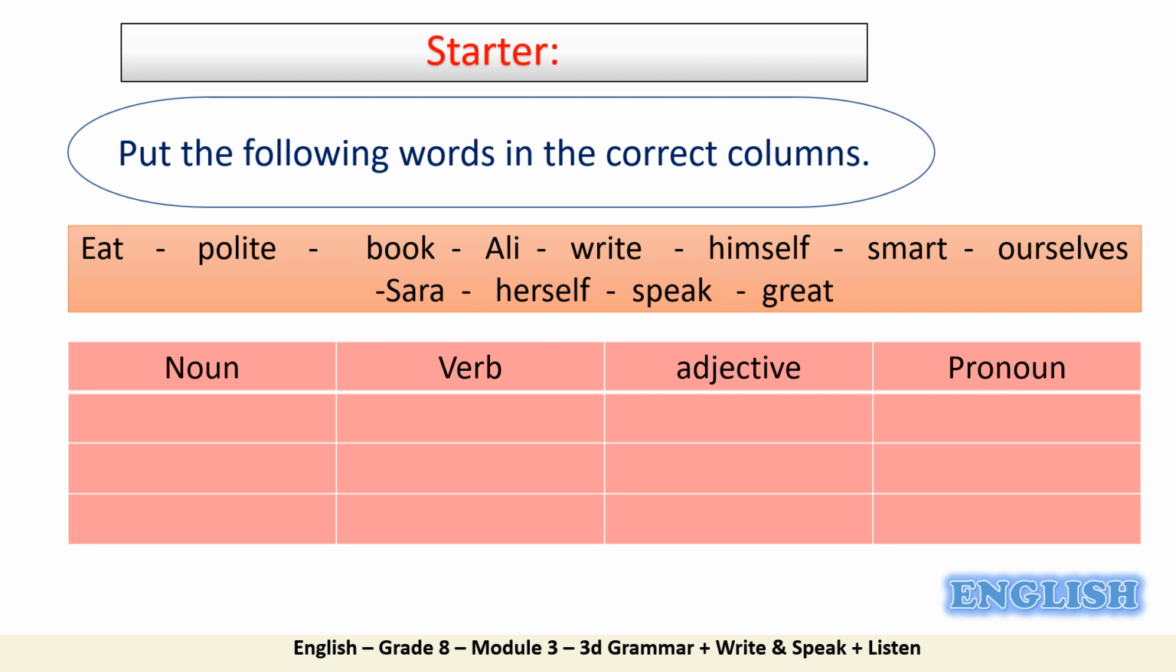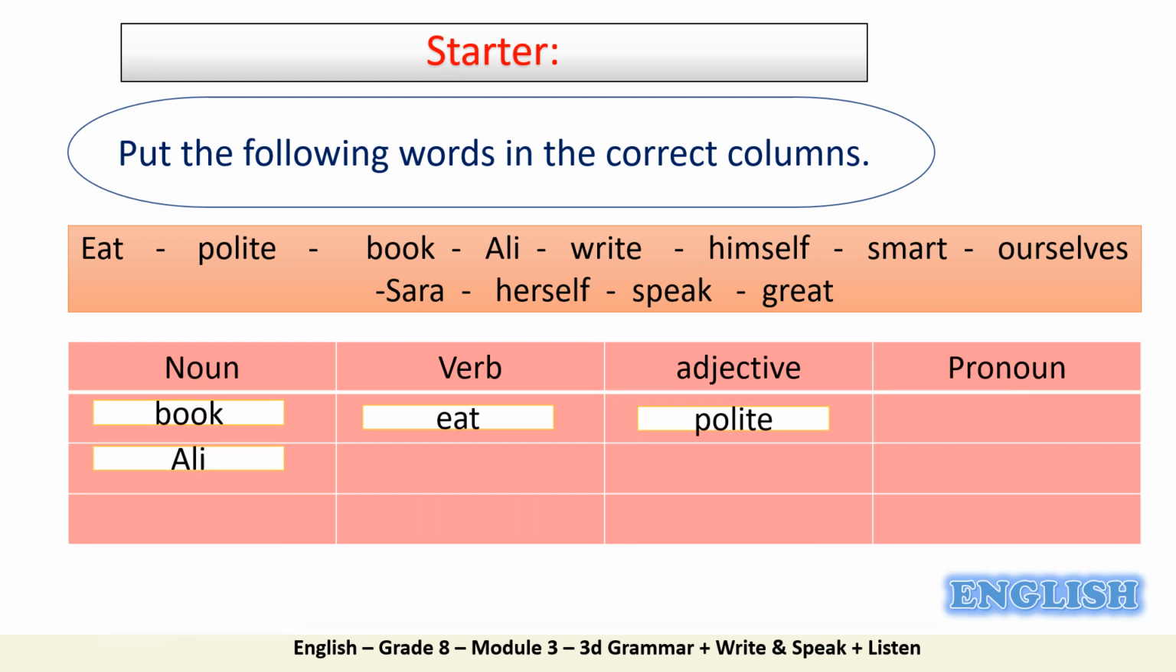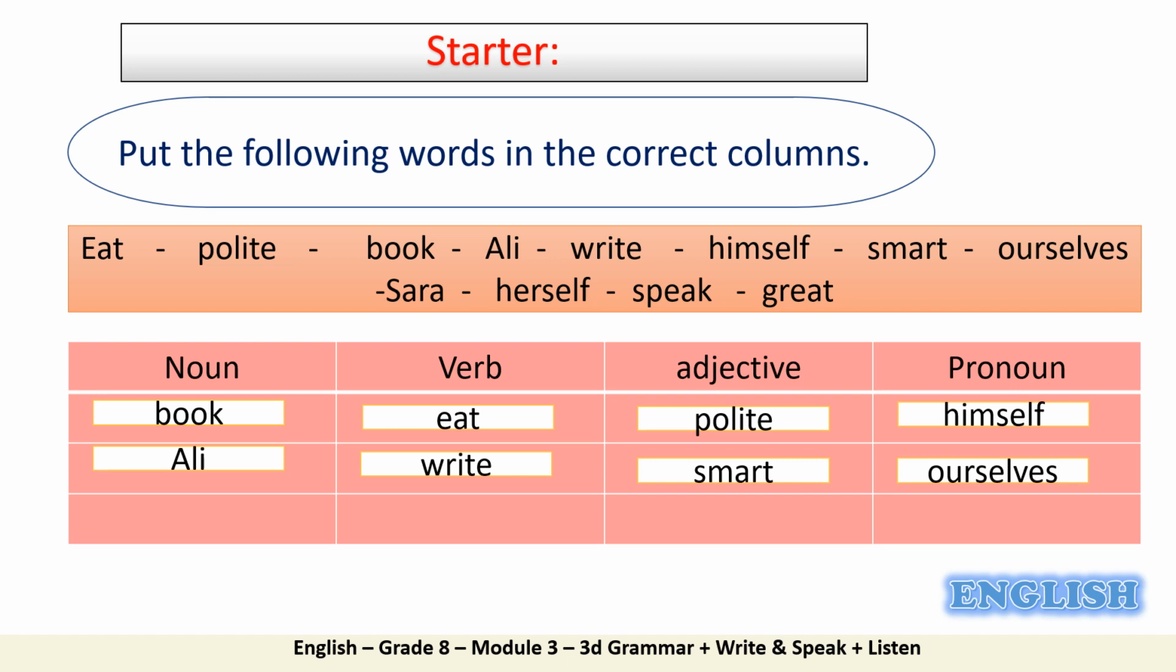Alright, the first word, which is eat, this is of course a verb. The next one, polite, we're describing, so it's an adjective. Book, of course, is a noun. Ali is a noun. Again, the next word, write, it's an action, so it's a verb. Then we have the word himself. The word himself refers to someone, so it's a pronoun. Smart is an adjective. Ourselves, just like himself, refers to another person, so it's a pronoun.